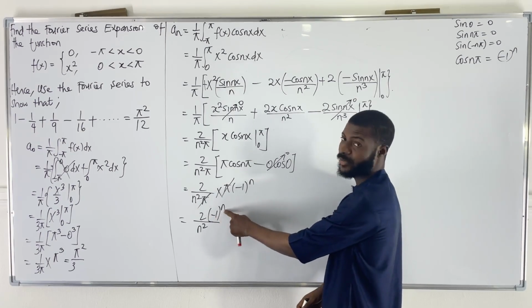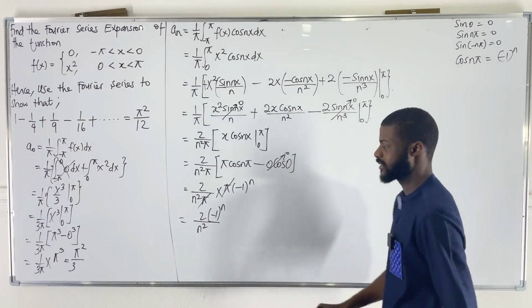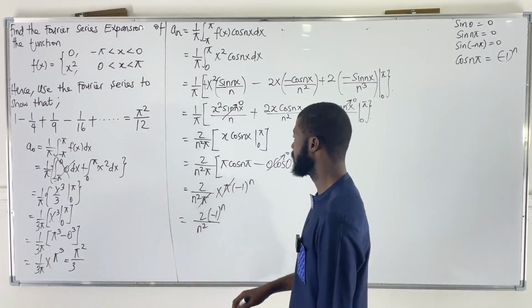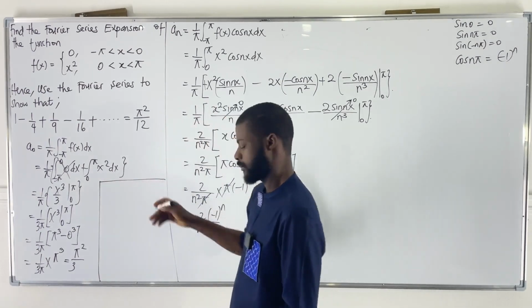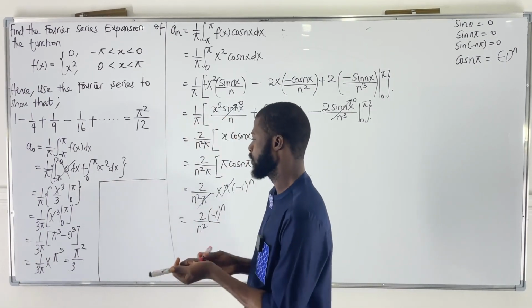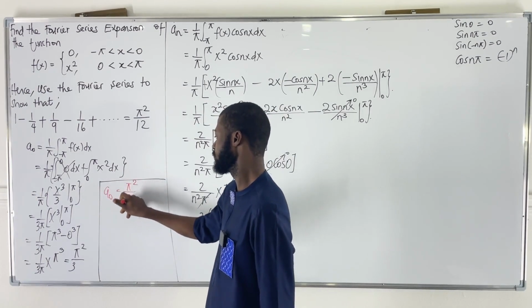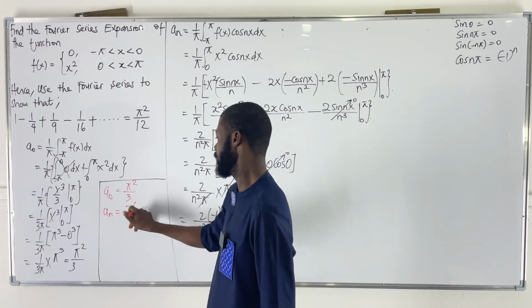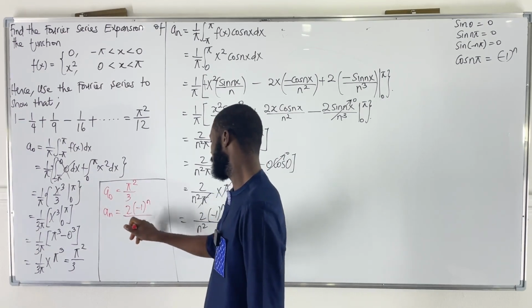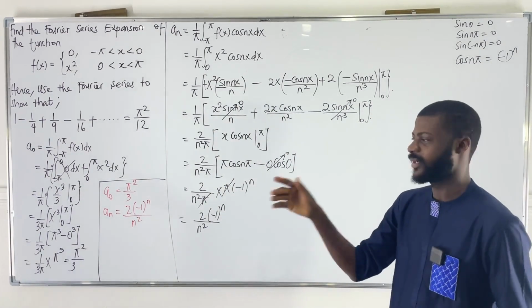Minus 1 to the power of n is positive when n is even. So I just want to leave it like this. There's no need to determine if it's even or odd. I'm just going to be putting my values here. So first of all, a naught is pi squared over 3. Then a sub n is 2 into minus 1 to the power of n over n squared. Okay, so I'm just gonna leave that.